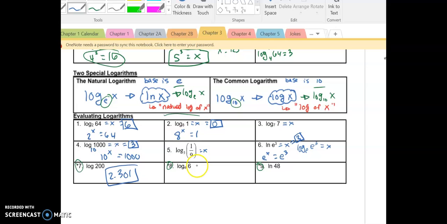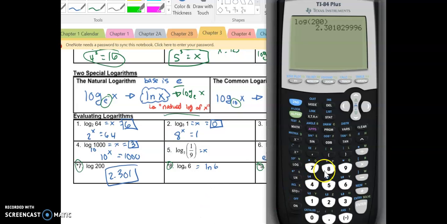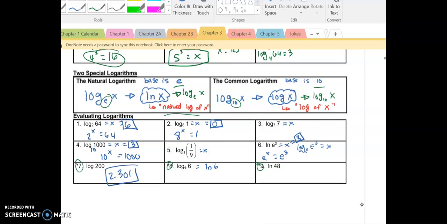Let's do 8. So log base e, that's really the natural log of 6. That's important because your calculator doesn't have a log base e button. It has a natural log button, ln. It's right next to the 4 here. So same process that we just did. We'll just do ln of 6. That means log base e of 6. And we're going to get 1.792.